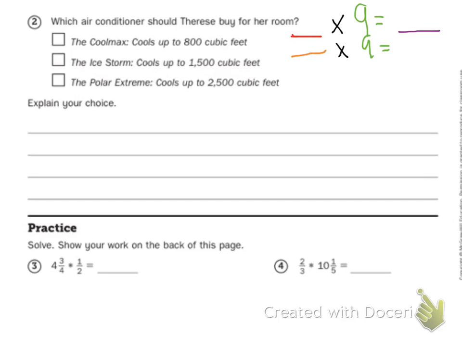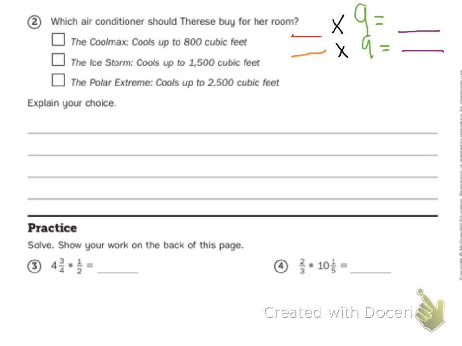equals something. And then add those two together. So then you'll pick. And then your answers should be, Therese should buy the, pick one, because the volume of her room is something. So whatever one you picked is big enough, and tell me why maybe the other ones are too big or too small.